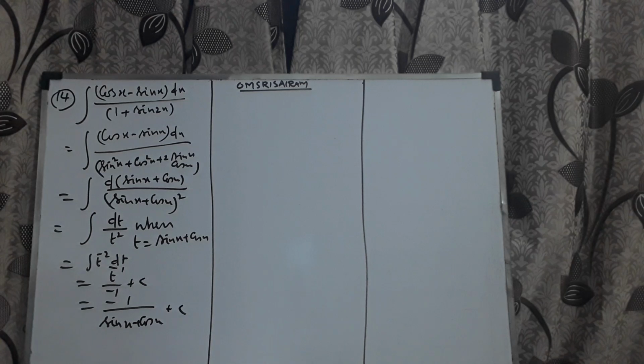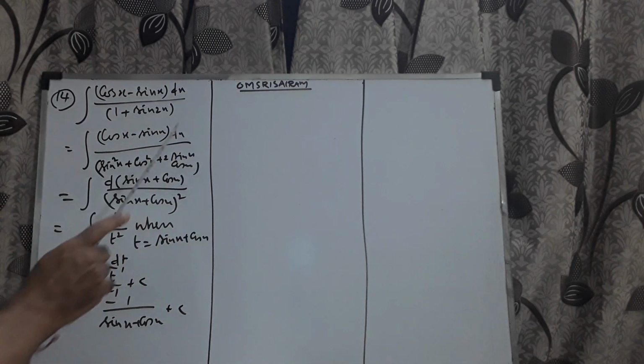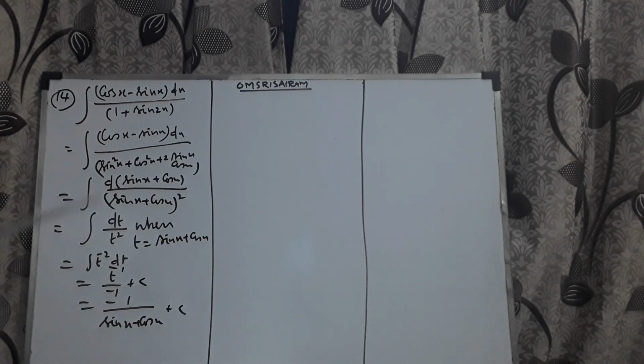Let me repeat the whole process. Integral of (cos x minus sin x) dx by 1 plus sin 2x is the question given to you. I write the numerator as it is. Denominator 1 can be written as sin square x plus cos square x. Sin 2x can be written as 2 sin x cos x. This can be written as (sin x plus cos x) the whole square, using your (a plus b) whole square formula.